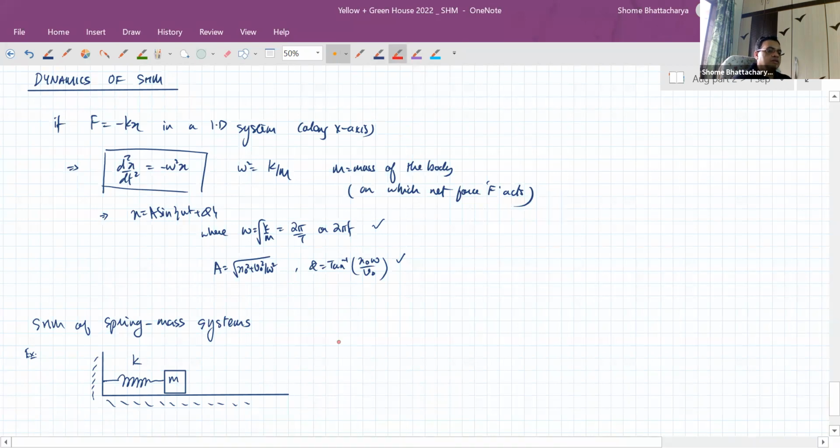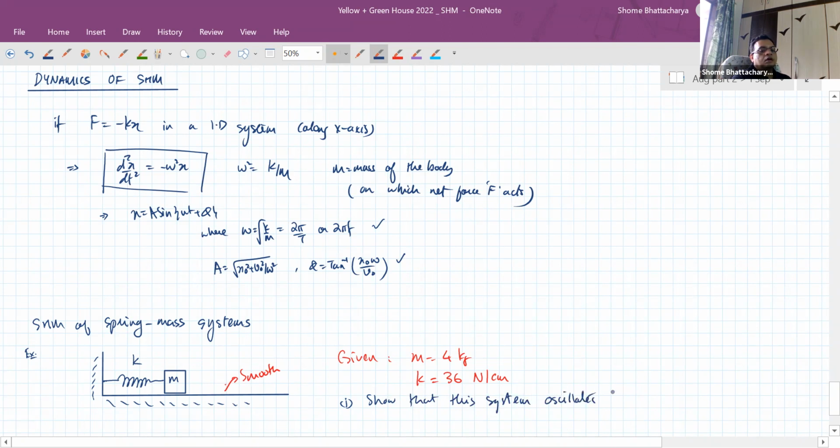So in this example, let's take the mass of the block as, let's say, 4 kilograms, and the spring constant, let's take something easy, 36 Newton per centimeter. It's not given in SI unit, notice. And this surface is smooth. First we will show that this system oscillates harmonically, that is as an SHM, and find the time period of such oscillations.